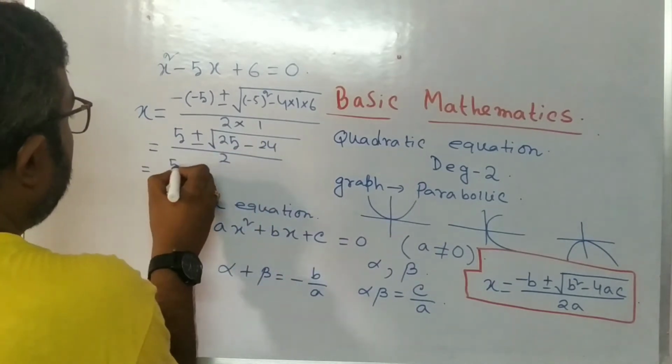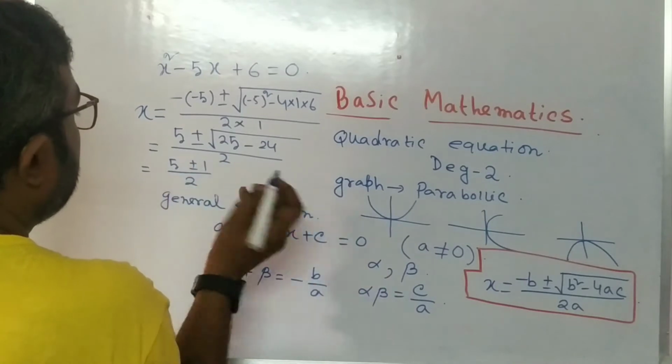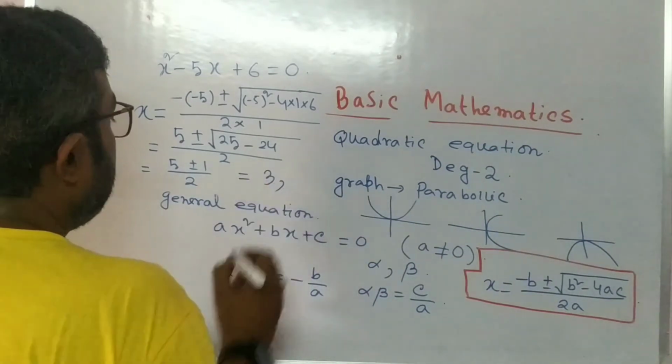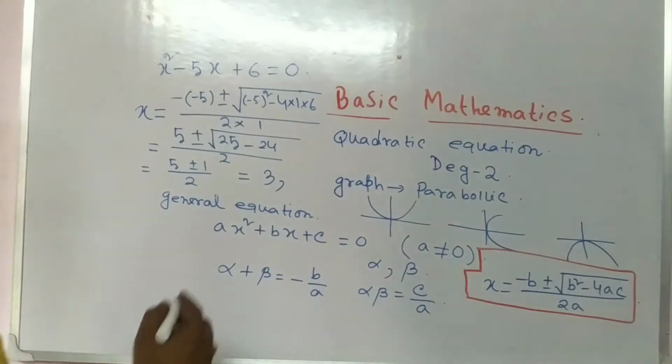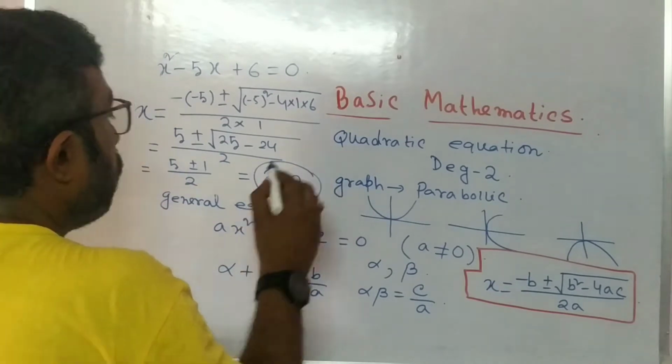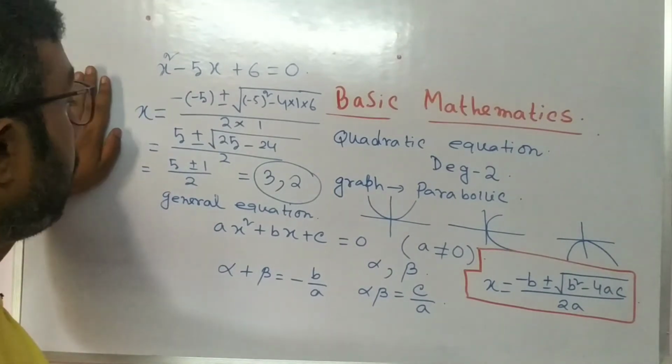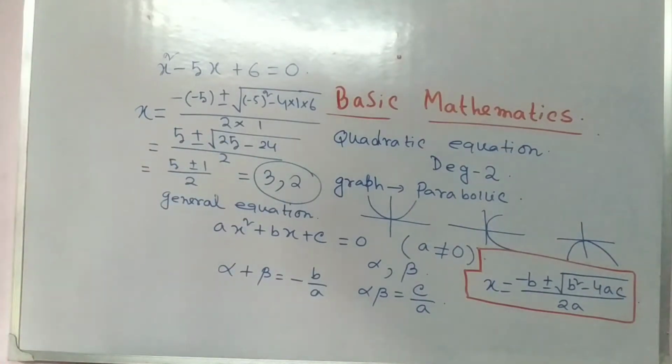So here 5 plus minus 1 by 2. So the answer is 1. 5 plus 1, 6 by 2 means 3, and 5 minus 1, 4 by 2, that means 2. Here are the two values of x. Okay. We can simply find it by the help of factors. We just take this example to see how to use this Sridhar Acharya method. Get it? Okay. Now we are going to start some basic formulas of trigonometry.